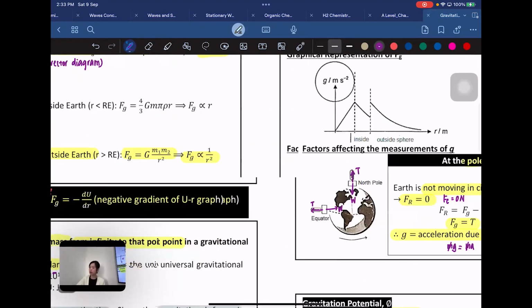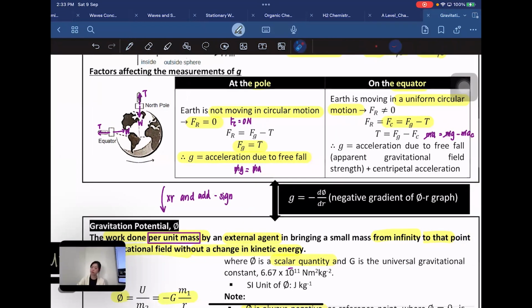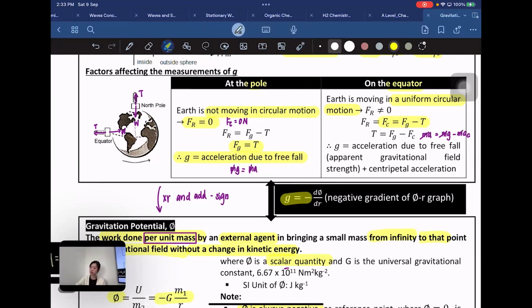Okay, so same thing for this one here. From here to here, I'll multiply by r and then I add a negative sign. So obviously, it's not going to work mathematically. More accurate representation would be the gravitational field strength is the negative gradient of the potential-distance graph. So if they ask you to find gravitational field strength, draw a tangent, find the gradient of the tangent. Understand? Okay.